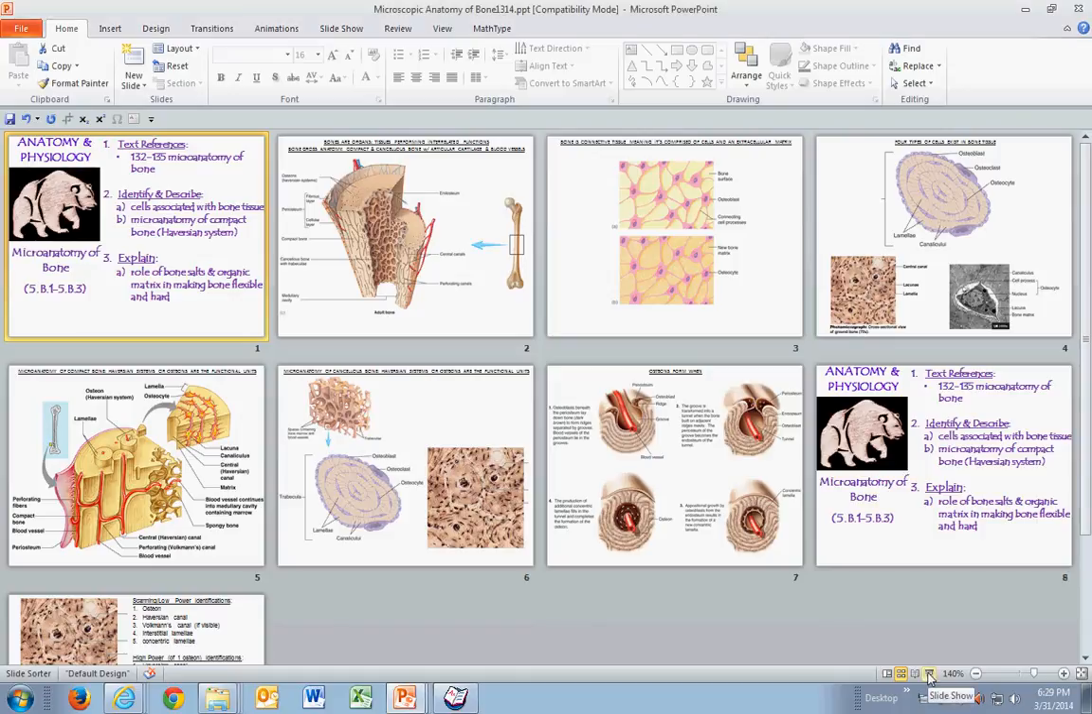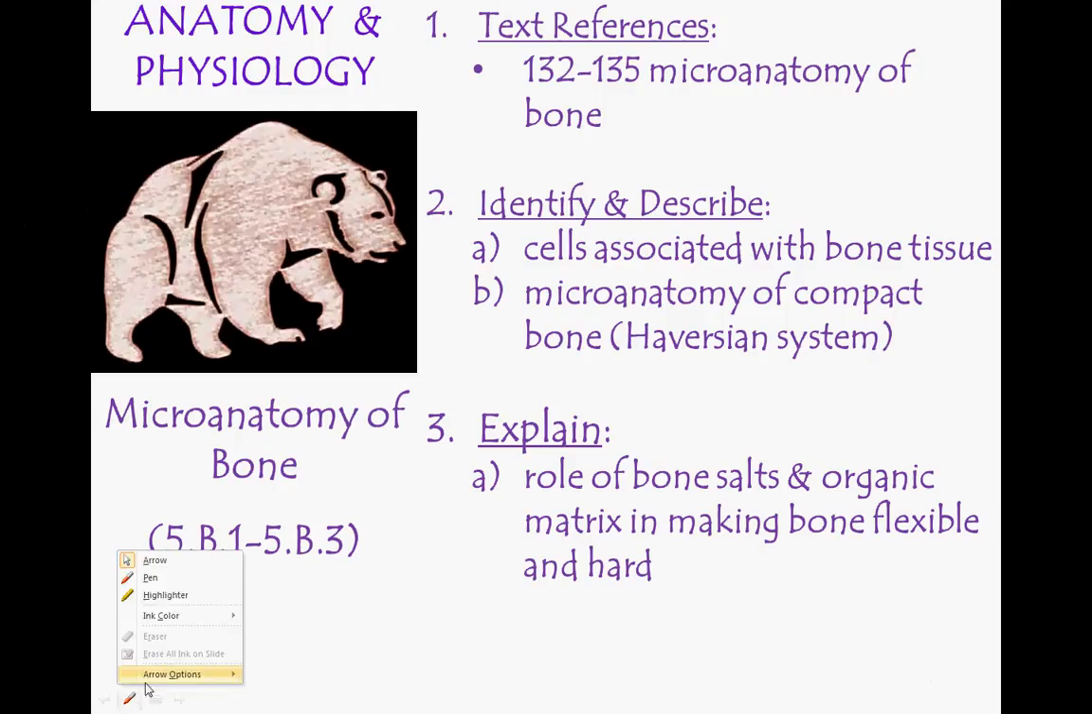To another screencast, where this time we'll be discussing microanatomy of bone. By the end of this, hopefully you'll be able to identify and describe the cells associated with the bone tissue. There are four different types of cells here. And then be able to identify and describe the microanatomy of compact bone, but also the cancellous bone. So we're going to add cancellous bone here.